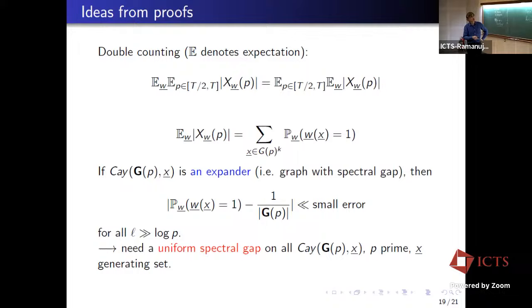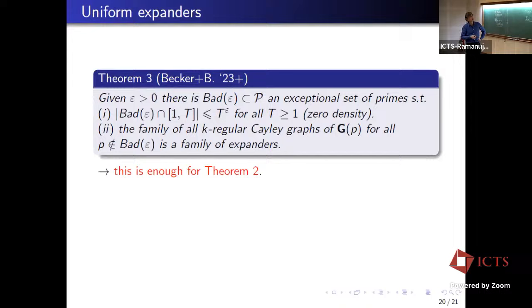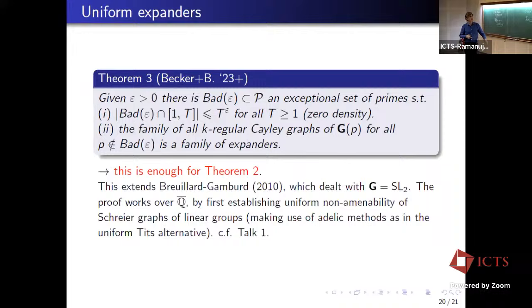And so the last slide is this. This is a theorem I stated at the end on Friday, where we show that you have uniform expansion, except maybe for a small set of primes. But luckily, the small set of primes is just small enough to be able to prove this. Even though we don't have uniform expansion for all primes, we have to discard this small set, but this set is sufficiently small that it does not affect this double count. So that's it. Thank you.